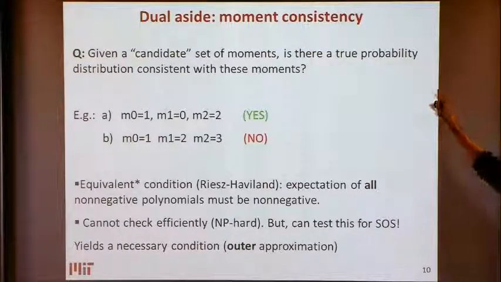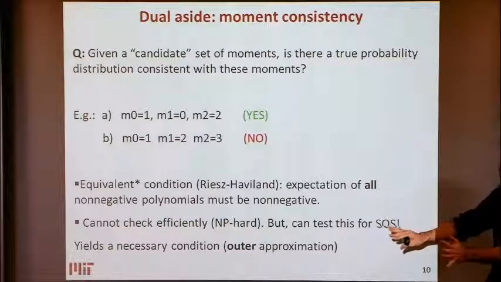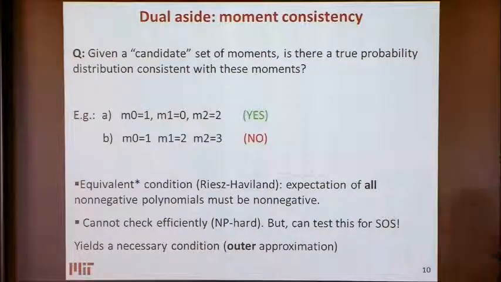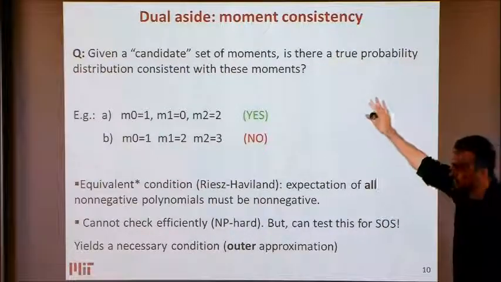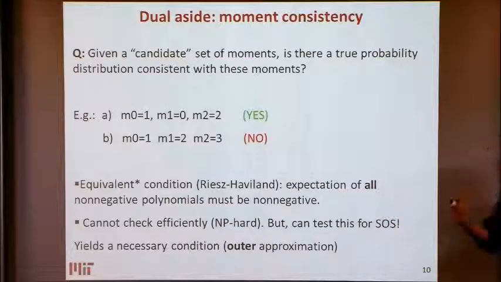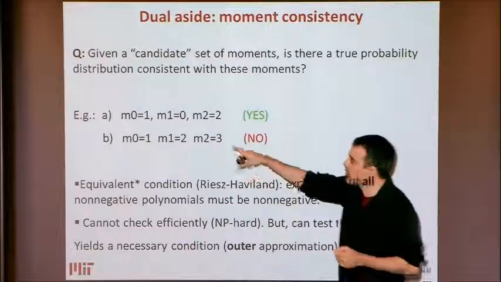So forget what I said before for a second. The question that I want to answer is, imagine that I actually give you a candidate set of moments. And just to make it easy in these examples, let's imagine that I'm in the univariate case. I'm interested in the existence of a measure, or a probability distribution, which is consistent with a given set of moments.